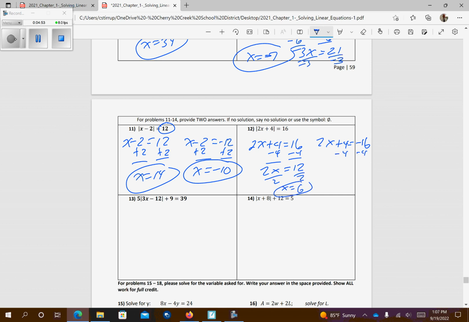On this side, we're going to subtract 4 from both sides. Negative 16 minus 4 is negative 20. Divide each side by 2. So x equals negative 10 as well. So there's your two answers.